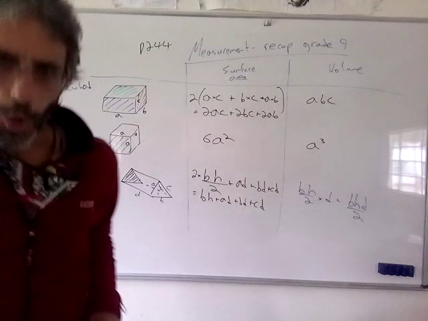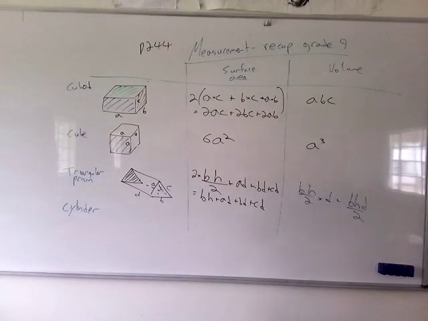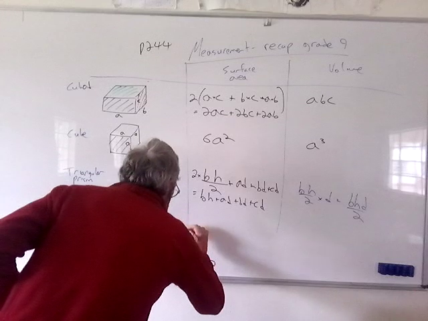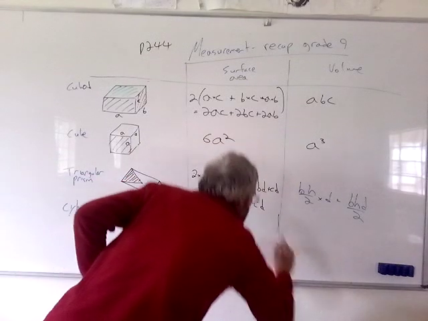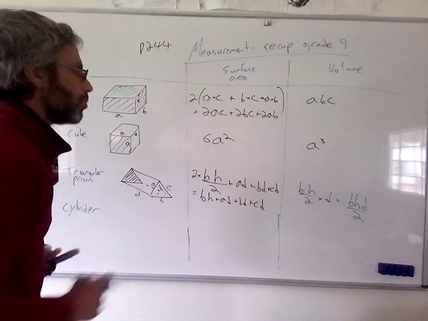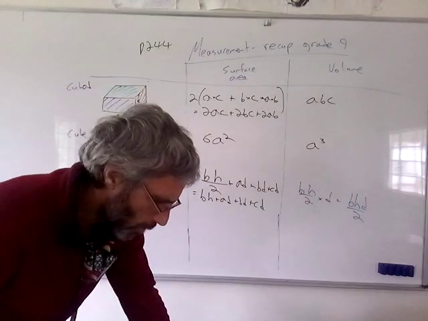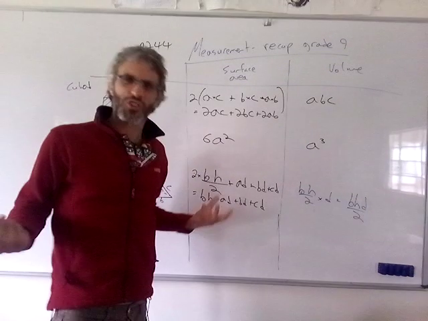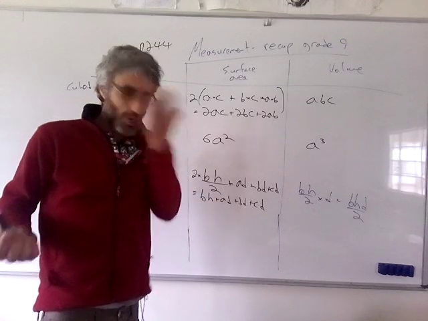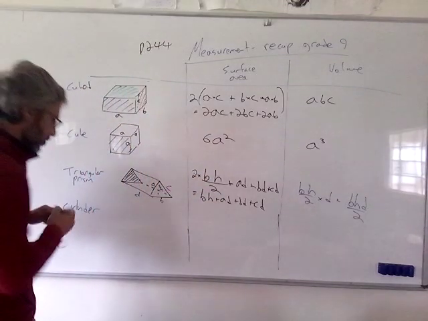Now, I hope you guys can see the bottom. I almost ran out of space, but I think it's a good idea that I have it all on one page. So I'm keen to squeeze the cylinder here. What is a cylinder? I call a cylinder a circular prism. I don't know if you can, but it makes sense to me.